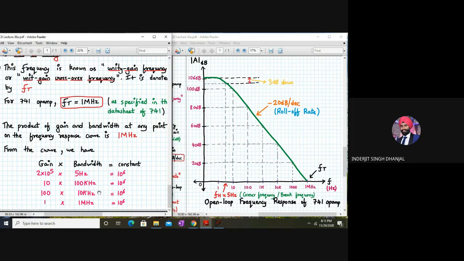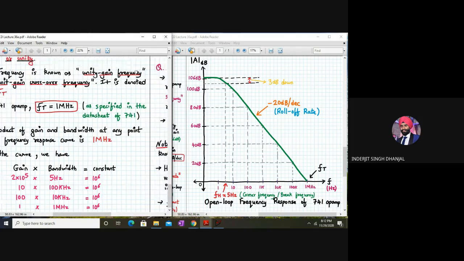So 100 into, over here the corresponding frequency is 10 kilohertz. So 100 into 10 kilohertz, again it is 10 to the power 6. And again when the gain is 1 over here, the bandwidth is 1 megahertz. As you can see clearly, if you want to increase the bandwidth, we have to reduce the gain, or if you are increasing the gain, the bandwidth will reduce. The product will remain fairly constant, that is equal to 10 to the power 6 for 741.